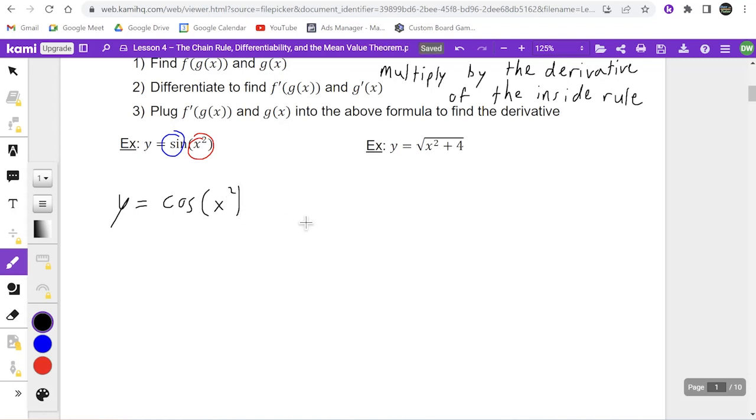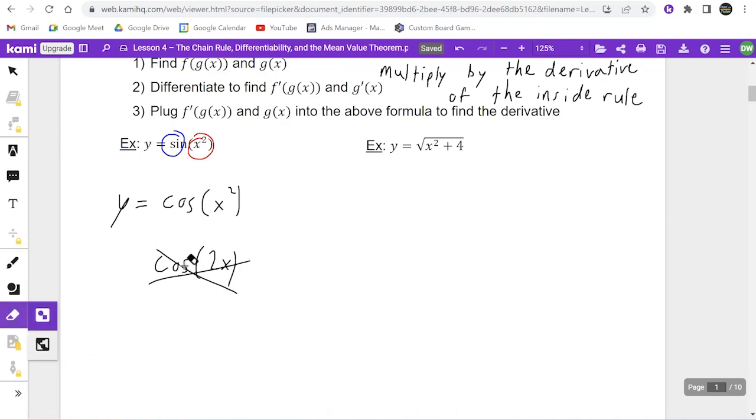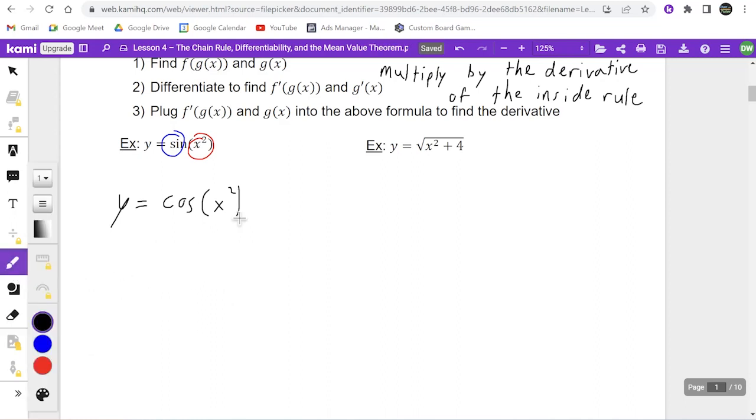A lot of kids do this. They'll take the derivative of sine and get cosine, and then they'll take the derivative of x squared and write cosine of 2x. And that's not right because you don't do the derivatives both at a time. That's not what I wrote down earlier. I said you take the derivative of the outside, and now we're going to multiply by the derivative of the inside. Derivative of x squared, 2x. There you go. There's your answer.